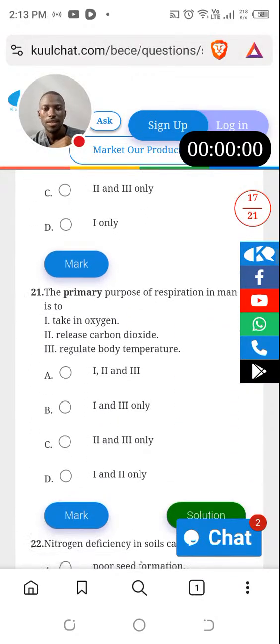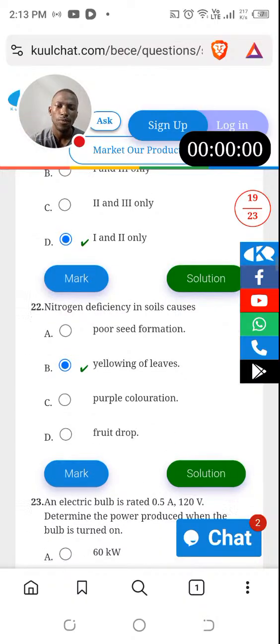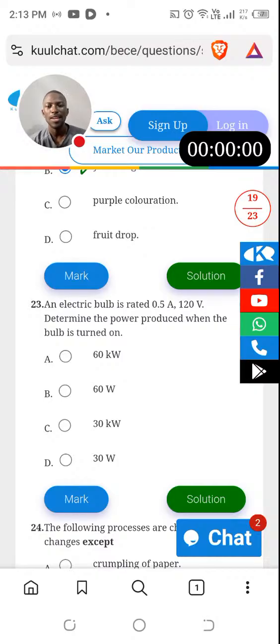Okay, next question. The primary purpose of respiration in humans is to take in oxygen, release carbon dioxide, capture, regulate body temperature. No way. Release carbon dioxide. Good. Nitrogen deficiency in soil causes poor seed formation, yellowing of leaves, purple coloration, fruit drop. I'll go for yellowing of leaves as the answer. An electric bulb is rated 0.5 ampere, 120 volt. Determine the power produced when the bulb is turned on.